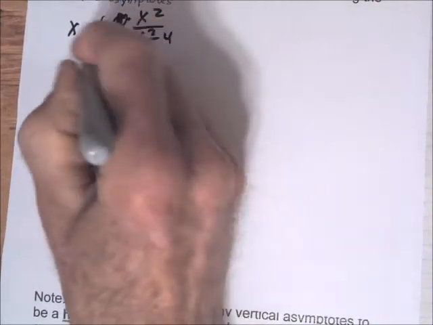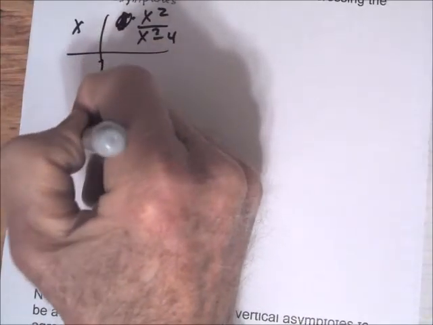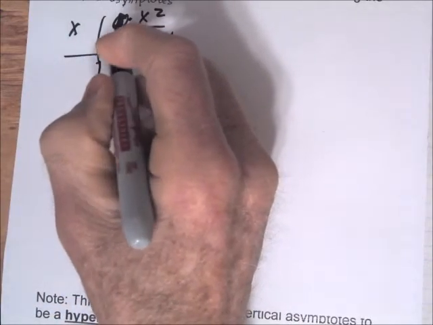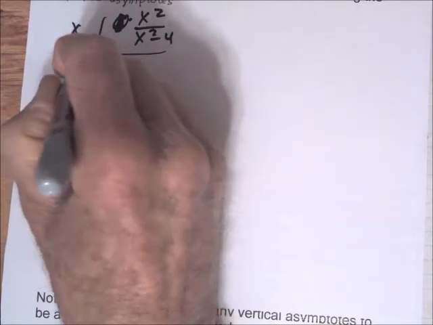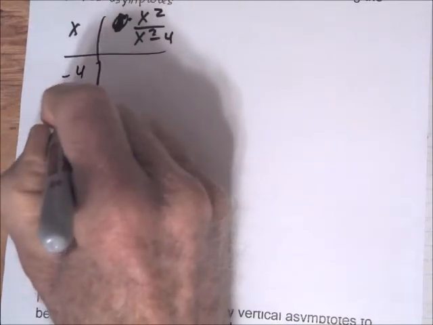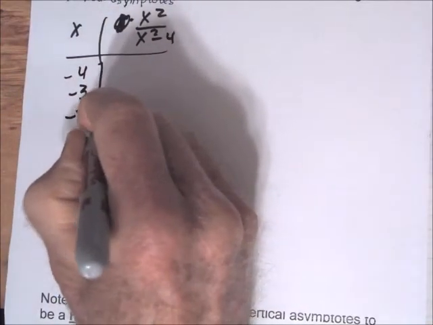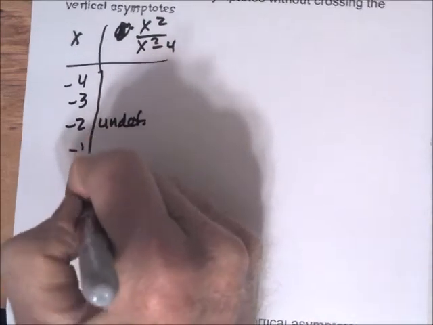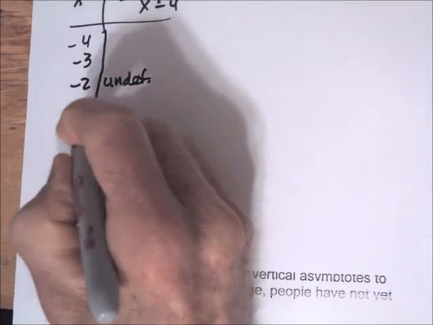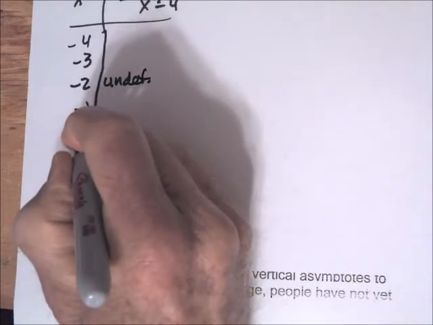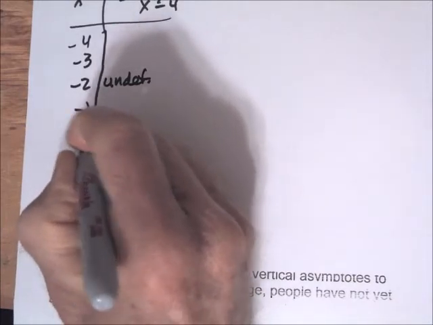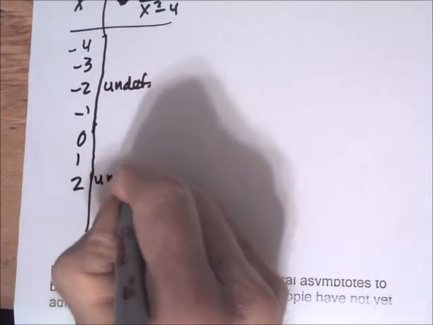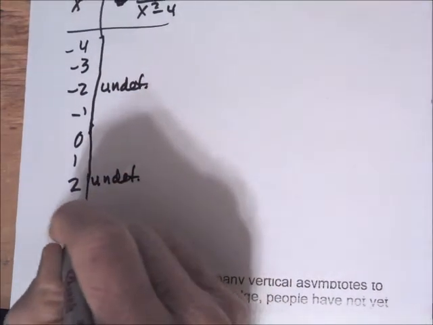Okay, so let's pick some values for x. So we'll say minus 4, minus 3, minus 2 is going to be undefined. Minus 1, 0, 1, 2 is undefined, and 3 and 4.